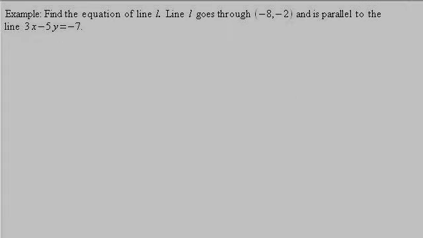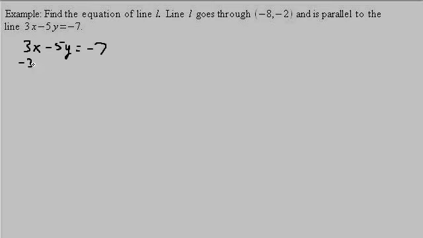Let's take a look at one more. Find the equation of line L. Line L goes through (-8, -2) and is parallel to this line. So to find the equation of the line, I need the slope of line L. Well, since line L is parallel to this one, that means this line and line L will have the same slope. So to find the slope of this line, I'm going to solve for y.